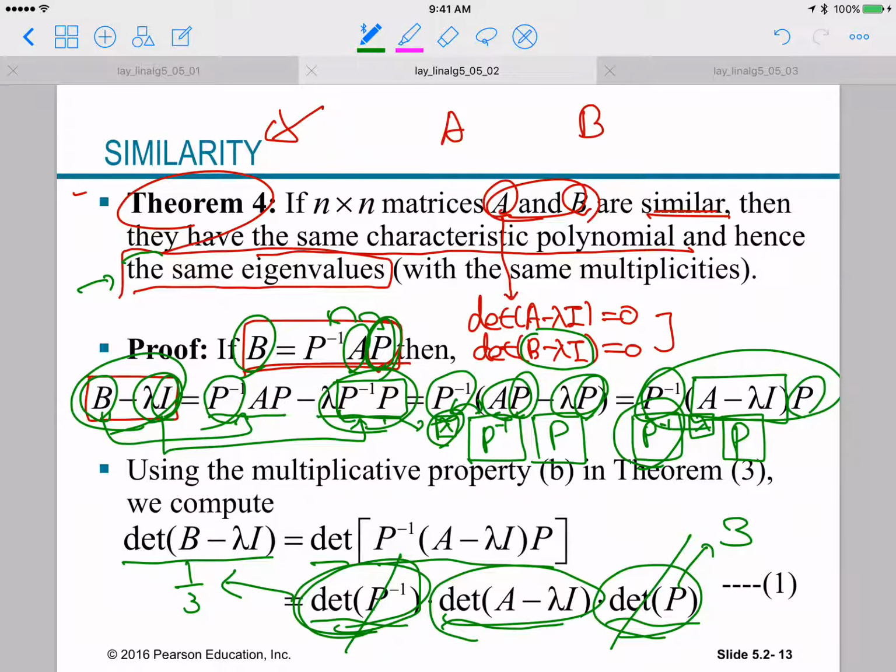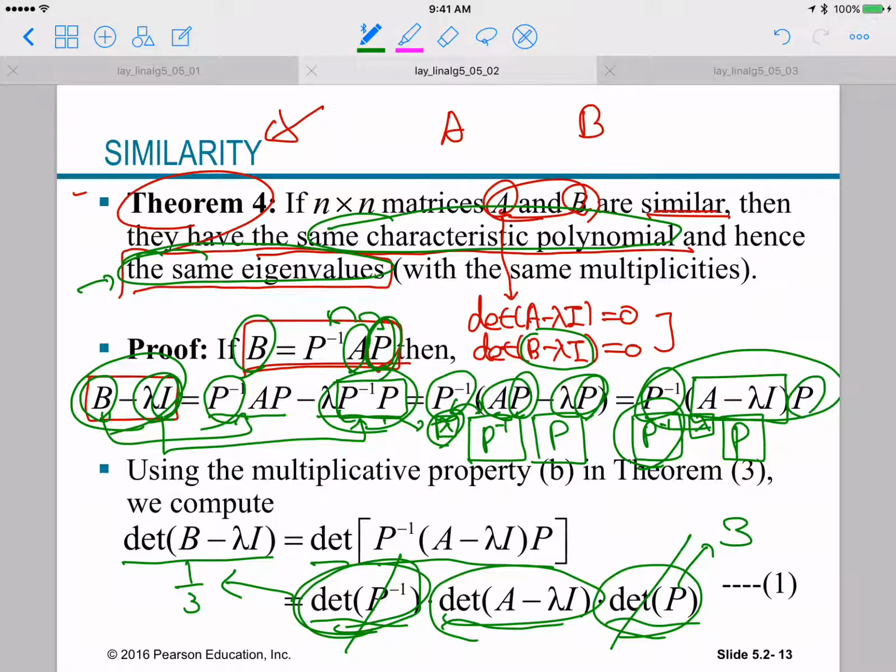And so, what is the meaning of the same characteristic polynomial? Obviously, it means those two matrices A and B have the same eigenvalues, right? The exact same set of eigenvalues, right? So that is when the characteristic polynomials are exactly the same.